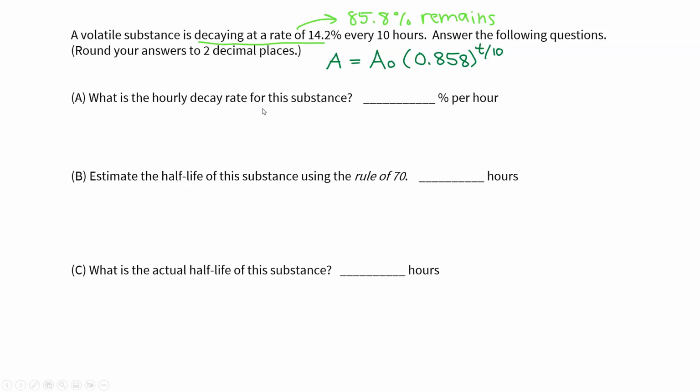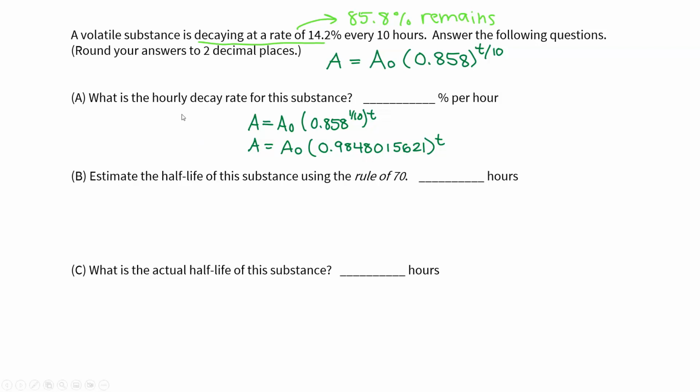Again, what you want to do is realize that in order to get your hourly decay rate for this situation, your unit rate basically, you have to take this 0.858 raised to the t over 10 power and realize it's the same thing as having 0.858 raised to the 1/10th power, all raised to the t power. And if you evaluate this, you get 0.9848015621, which means about every hour you actually have about 98.5% remaining instead of the 85.8% every 10 hours.